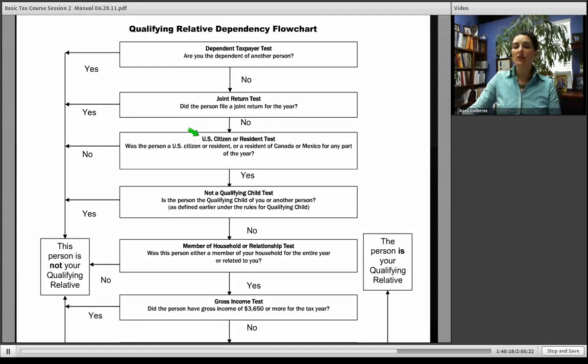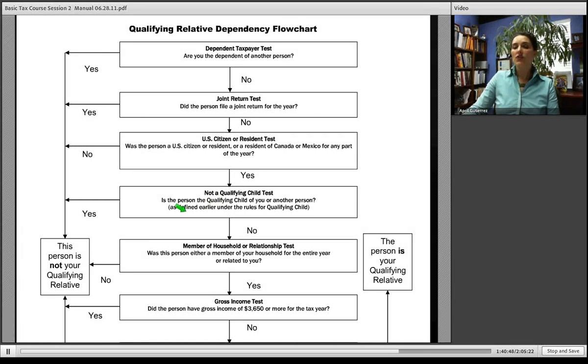And if it is, you move on to the next test, not a qualifying child. Is the person the qualifying child of you or another person? The answer must be no. If it's yes, you do not have a qualifying relative. And if this person is your qualifying child, then you're still going to get their dependency. You're just going to qualify to claim that person as a qualifying child rather than as a qualifying relative. So is this person not your qualifying child and not the qualifying child of anyone else?